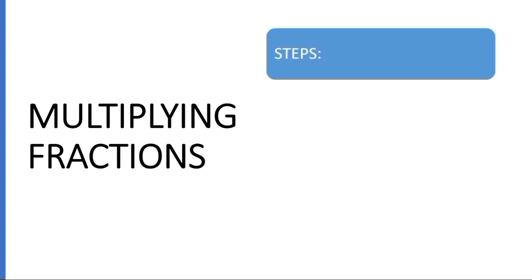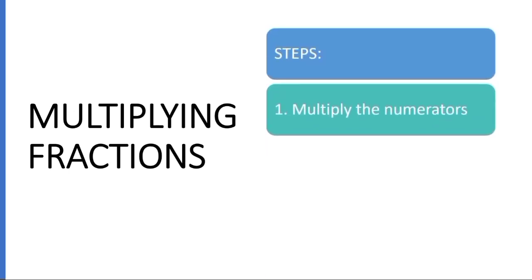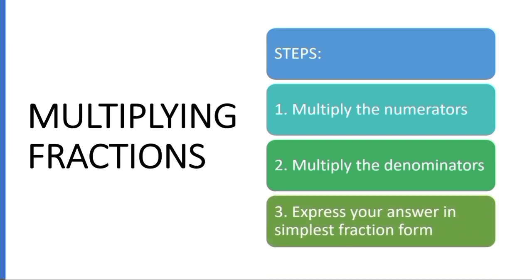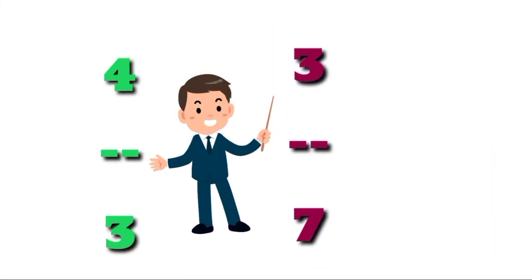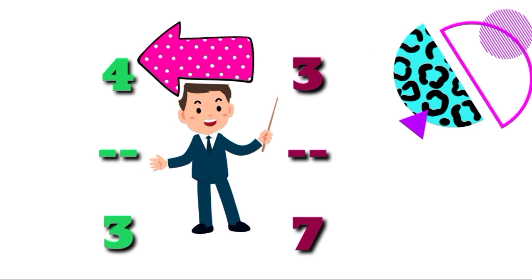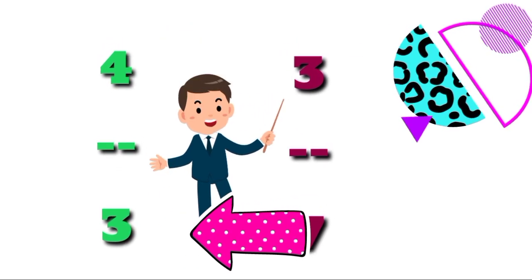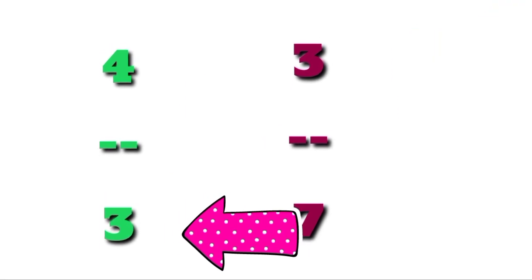Steps in multiplying fractions. First, multiply the numerators. Multiply the denominators. And then express your answer in simplest fraction form. Remember that numerators are numbers above the fraction bar and denominators are the numbers below the fraction bar. For example, multiply the following.